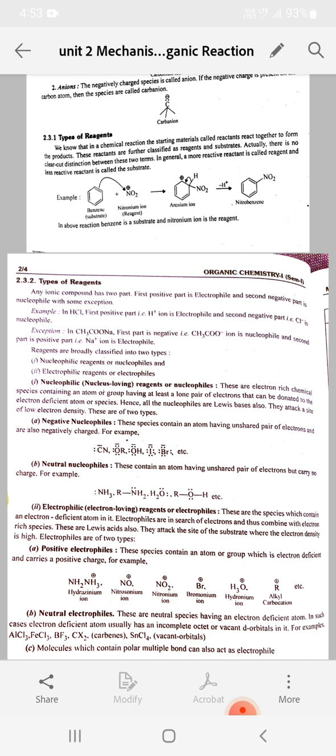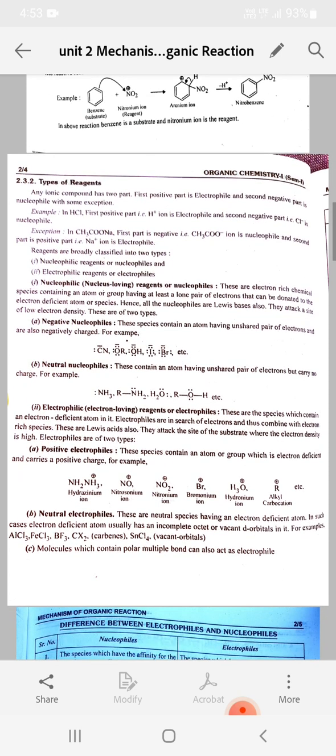Let's first talk about the positive electrophiles. These species contain an atom or a group which is electron deficient and carries a positive charge, for example the hydronium ion and the nitrosonium ion. These are the types of positive electrophile.